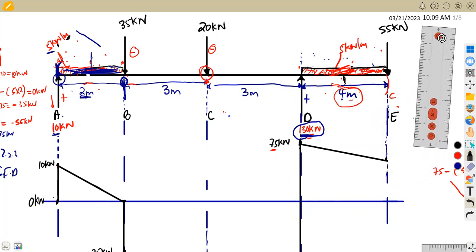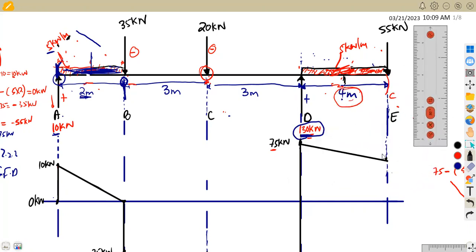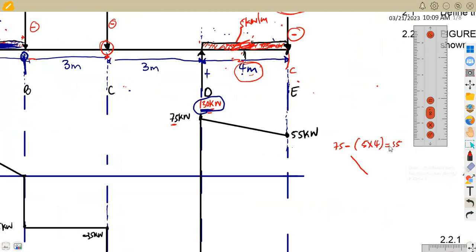Now, if we check here, we are at 55. This is the point here at 55 kilonewton, directly at point E. We have moved this. We are now at point E. At point E, there's a point load of 55 kilonewton, which is facing down. So we are going to subtract 55. Where we are at 55 kilonewton, if we subtract 55, we are going to be at 0.